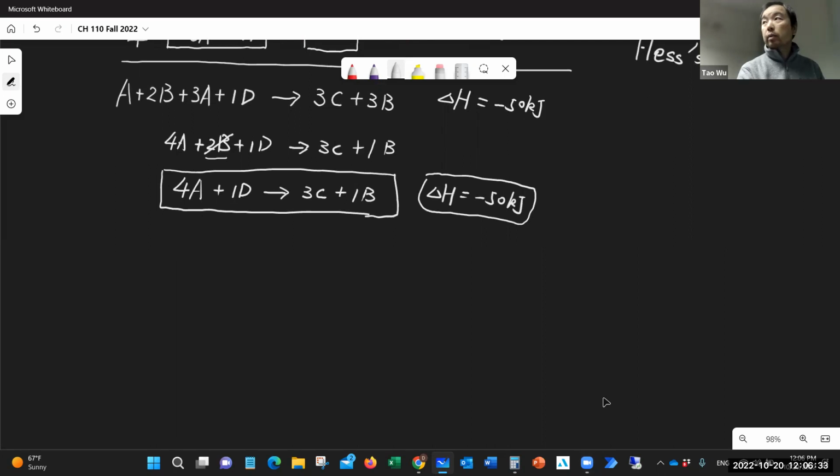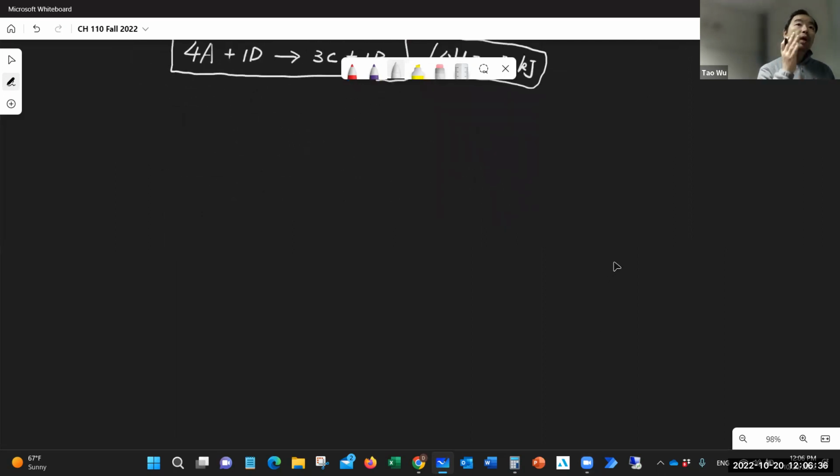So that is why I'm going to spend the rest of the time emphasizing how we use Hess's law to solve real questions. So let's turn to page 8. Let's look at question number 2. This question number 2 is a conceptual question, so it's easier.